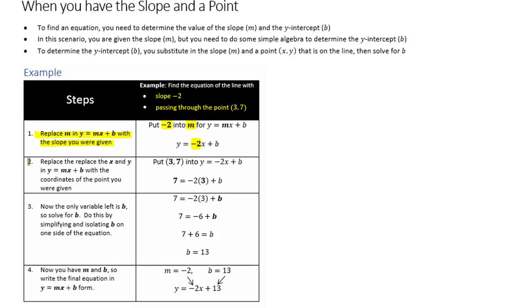All right, step 2, replace the x and y in y = mx + b with the coordinates of the point you were given. So in this question, we were given (3, 7). So we make x 3, y 7.